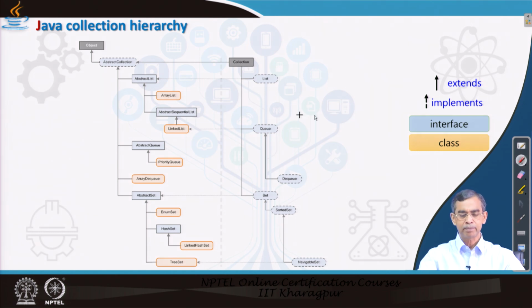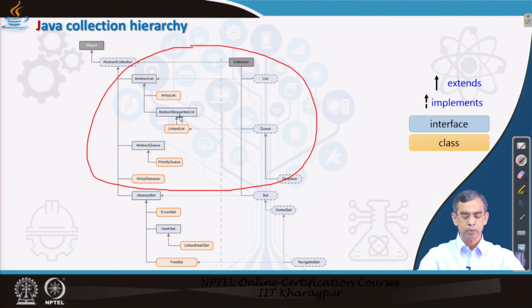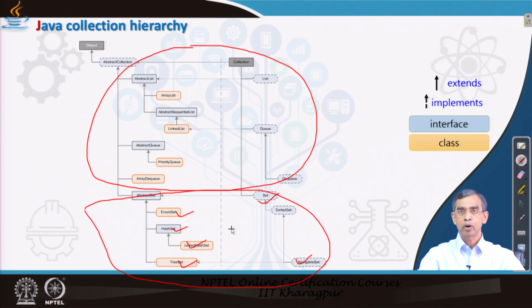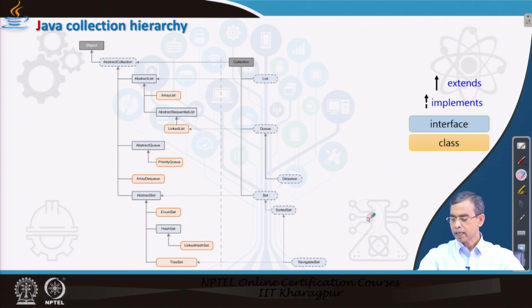Again, we discussed the last parts in the last video, the interfaces and classes up to this one. The next part we are going to discuss in this class is these: the interfaces set, sorted set and navigable set, and the classes enum set, hash set, linked hash set and tree set, out of which hash set is basically an abstract class. These are the useful classes for which you can create an object, and then for that object you can invoke all the methods defined in those classes.